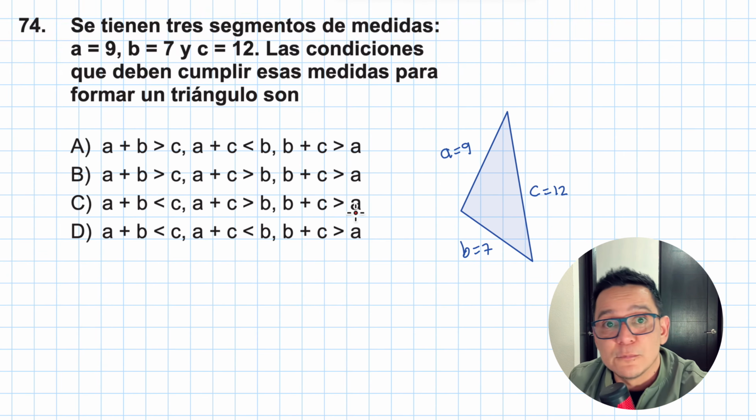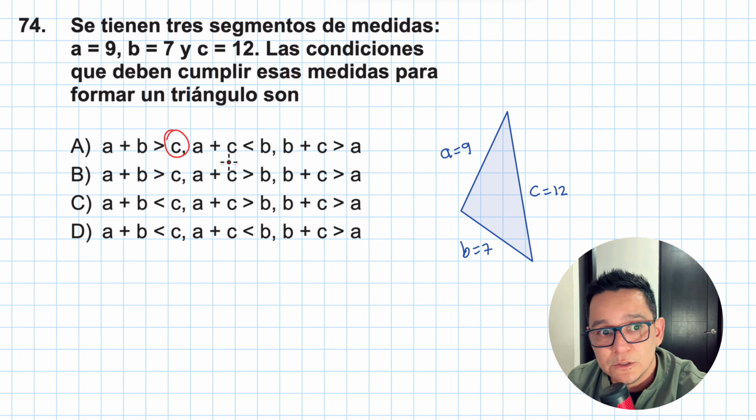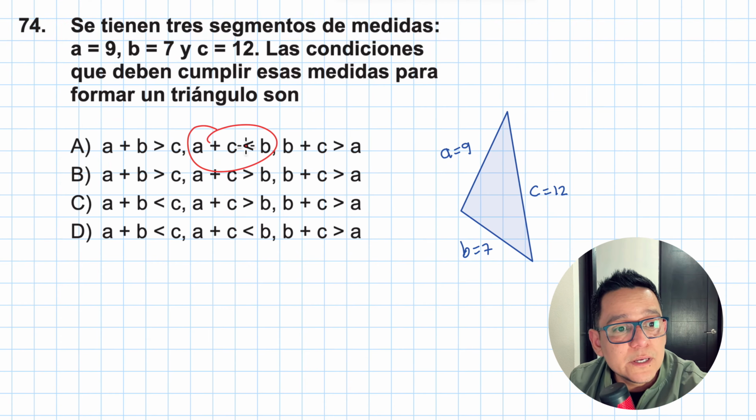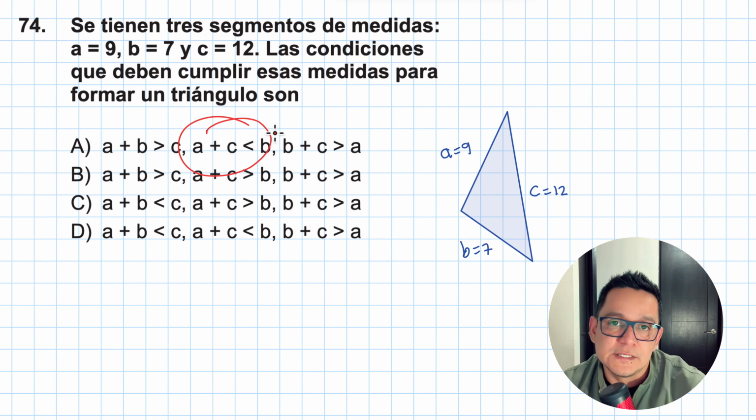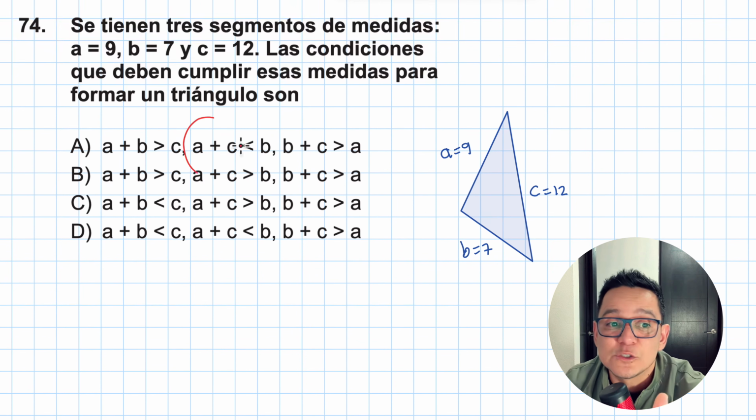Therefore, let's look for it. See that? In option A, it says A plus B is greater than C. That's true, right? The sum of two has to be greater than the other. Then, sorry, right here it says A plus C is less than B. That can't be. It can't be that the sum of two sides is less than the other side.